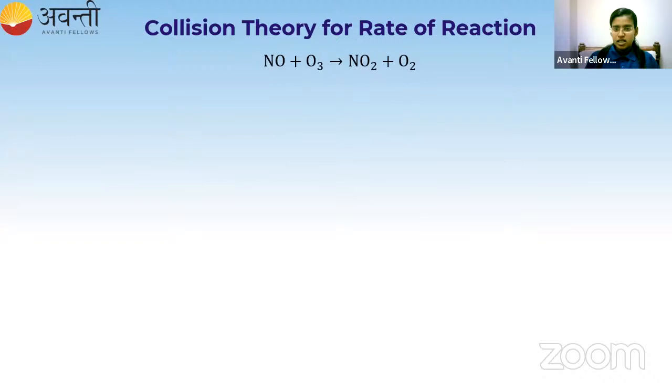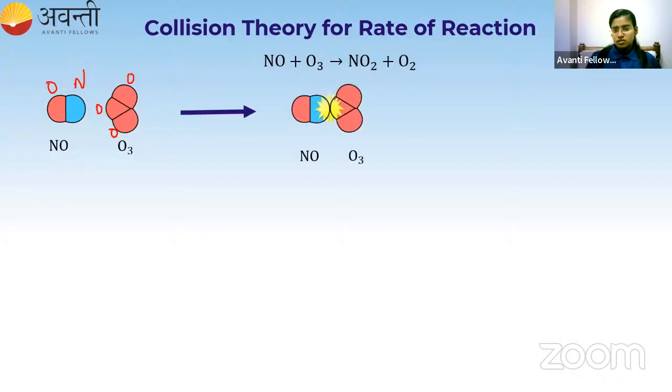So let me take these two reactants, NO and O3. Here this blue atom is nitrogen, and the pink atoms are oxygen. So here I have the O3 molecule and here I have the NO molecule. What do you think if the nitrogen, the blue atom, and the pink atom of O3 collide with each other, NO and O3? What will happen? Do you think they will collide in a proper manner or they will lead to the formation of product?